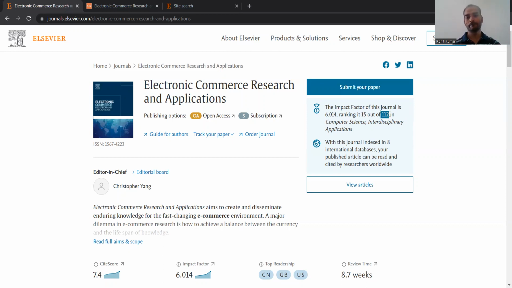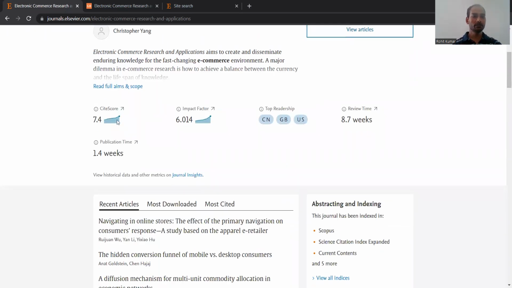Being at the 15th position out of 100 plus journals is really good. And when we discuss the other metrics, you will get to know how important a journal it is. We'll discuss the metrics first, then move on to the aim and scope. The CiteScore is 7.4, fair enough. The impact factor is really good.